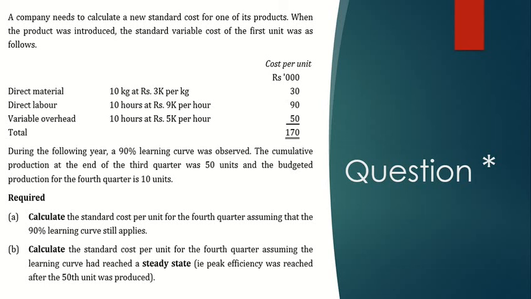So here what we can do, we can use this particular formula y equals ax into the power b. So b, how to find? Learning rate is 90%, log 0.9 divided by log 2. So we can find the b. A will be, what will be the A? A will be the time requirement for first unit. It will be 10 hours. So A will be 10.